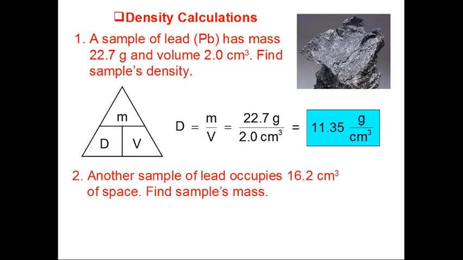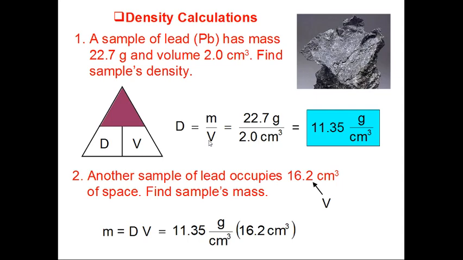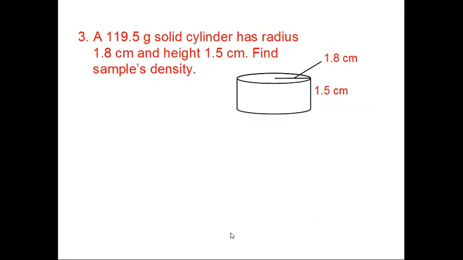Another sample of lead occupies 16.2 centimeters cubed of space. Find the sample's mass. Now, I just told you it's a solid. Its density is constant, which means that's our density of lead. So we know our density. We know our volume. Density times volume equals mass. So we're going to say 11.35 times 16.2. And if you look at this, centimeters cubed is on the bottom. Centimeters cubed is up here on the top. They cancel out. We'll be left with grams. 184 grams.